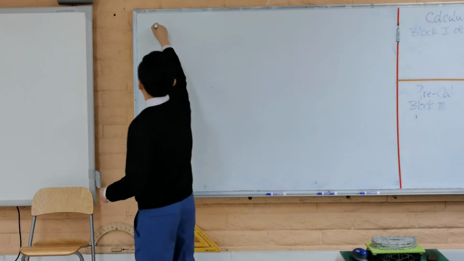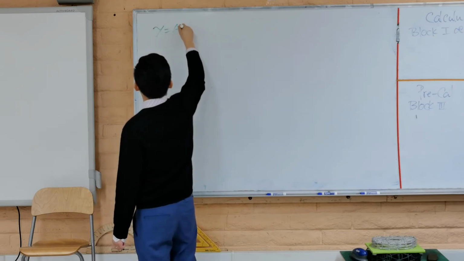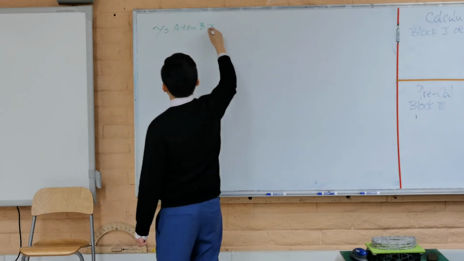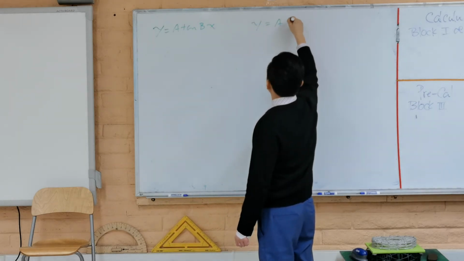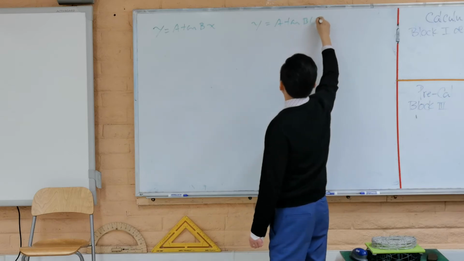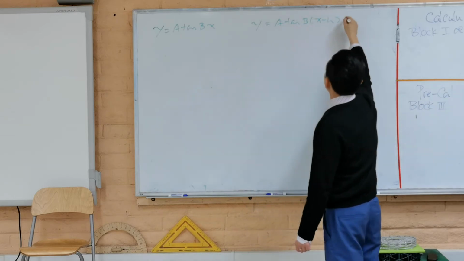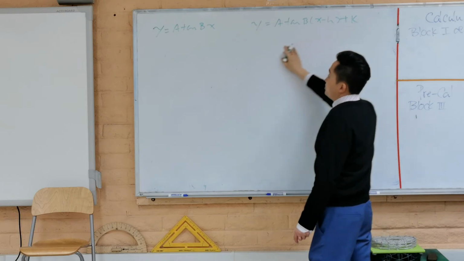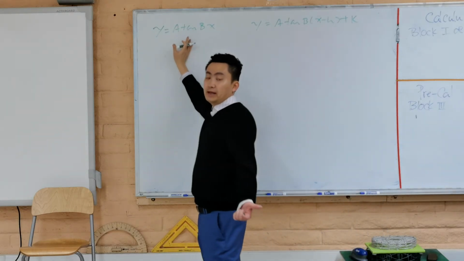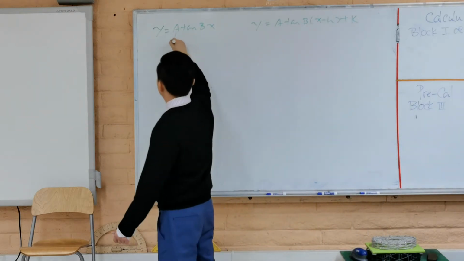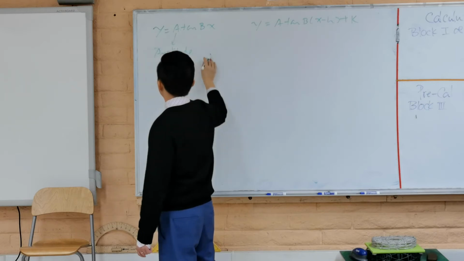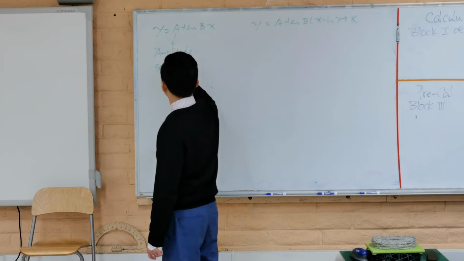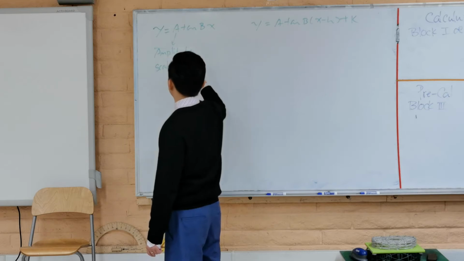So let's start with tangent. y equals a tangent of bx is the basic form, and the transformational form is a tangent of b times the quantity x minus h, plus k. Students might be wondering, does tangent involve any amplitude? There's no amplitude at all. The value of a is not the amplitude; it's called a scale factor.